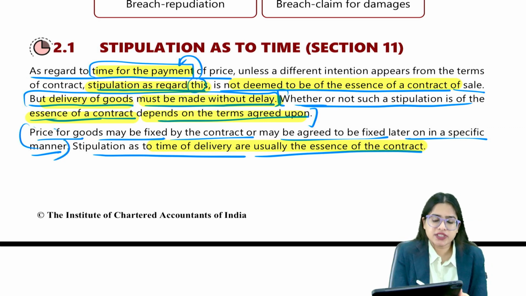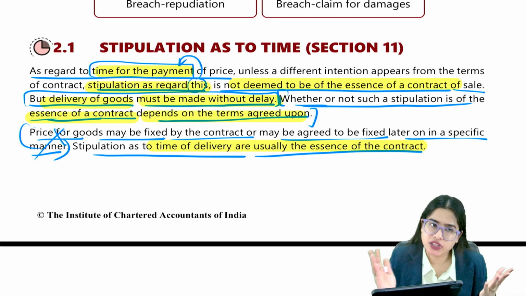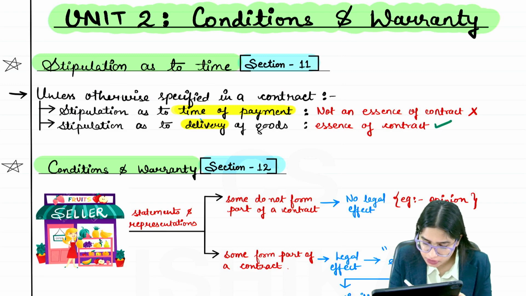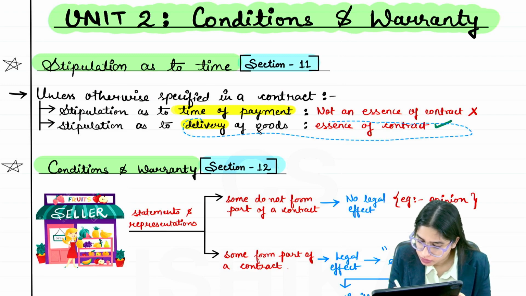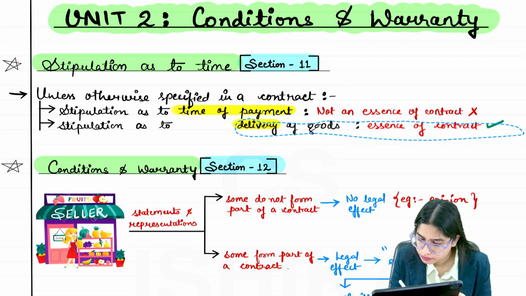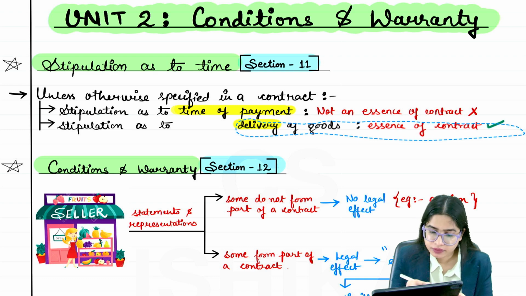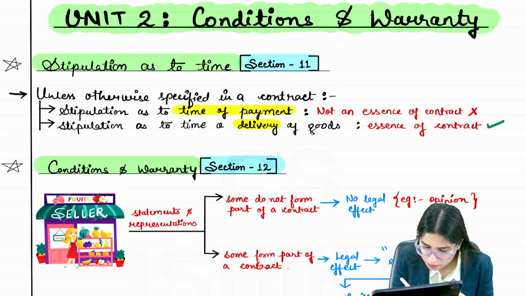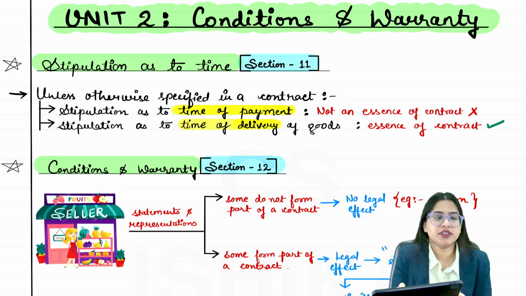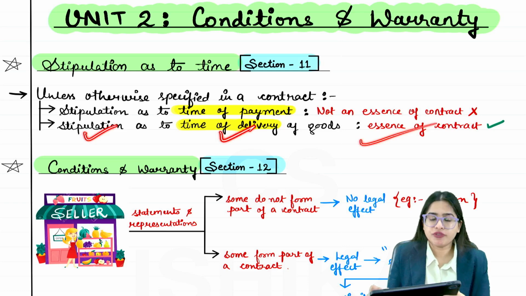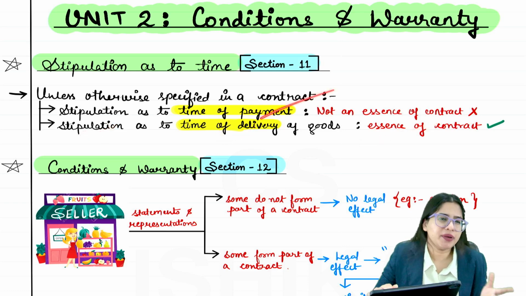Here a point is given that is repeated; we already know price may be fixed in the contract or may be fixed later on also. So here you can write stipulation as to time of delivery, this thing you can add here. Okay, so stipulation as to time of delivery of goods is the essence of the contract. Not very important, a small section.